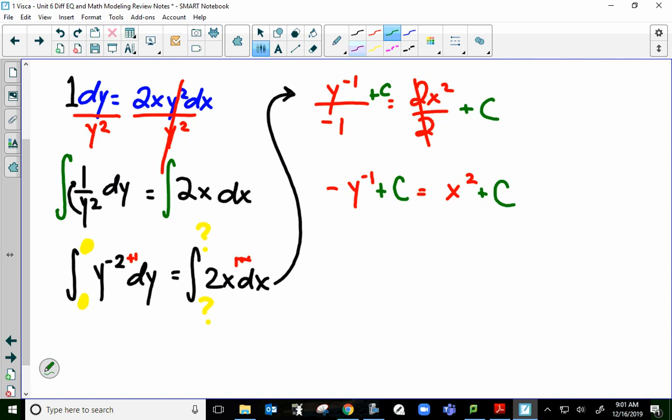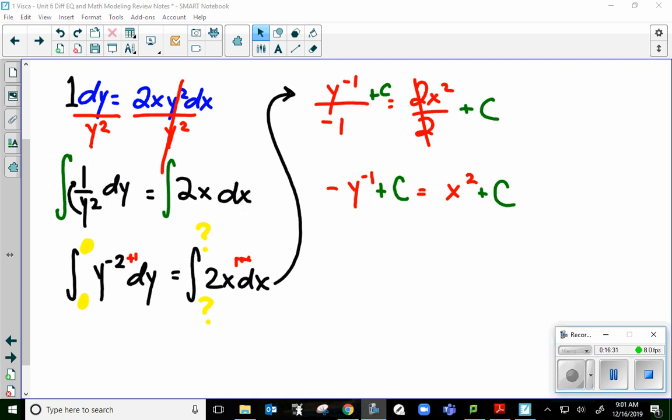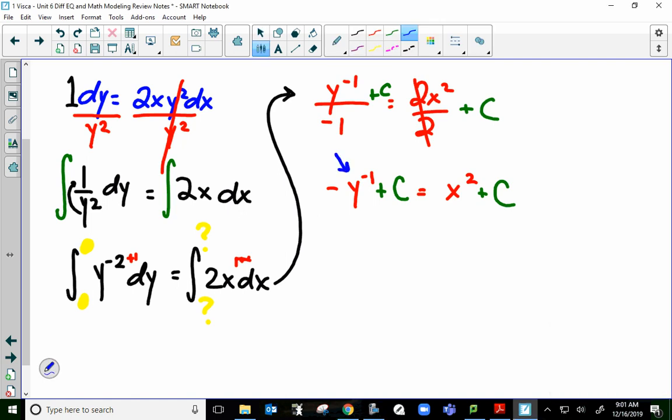Ready? I hope so. Now, what do I do here? First of all, I'm going to solve this. I need my answer in the form y equals. So let me say that again: I want my answer as y equals. So I want to try and get the y alone. First of all, I've got to subtract C from this side and subtract C from this side.